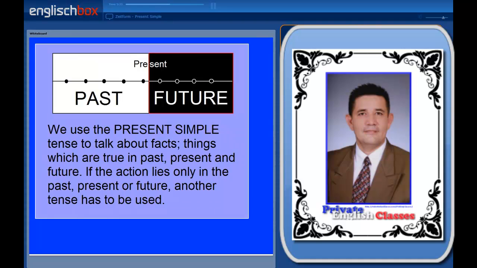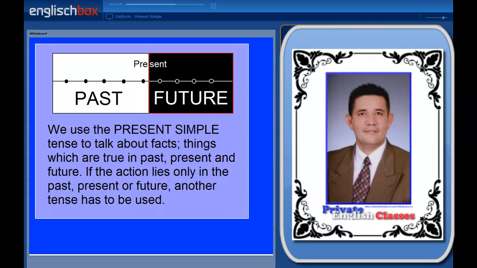When do we use this tense? We have a definition of the use of this tense here on the slide, and it reads, we use the present simple tense to talk about facts, things which are true in past, present, and future. If the action lies only in the past, present, or future, another tense has to be used.